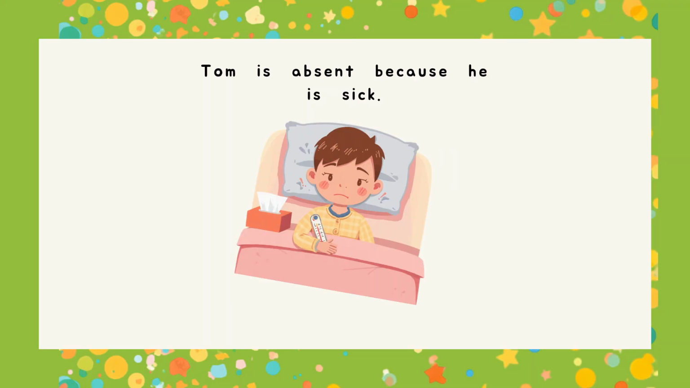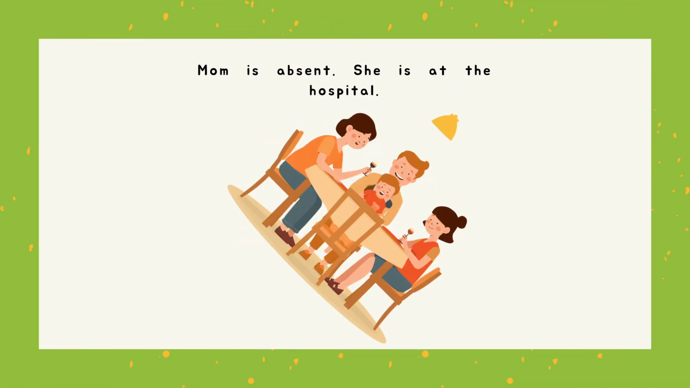Let's see absence in a school story. Tom is absent because he is sick. The teacher tells the class, Tom cannot come today. He is absent. Everyone understands and wishes him well. Absence happens in family life too. At dinner, there is one empty seat. Someone asks, where is mom? The answer is, mom is absent. She is at the hospital. Family members can be absent too.